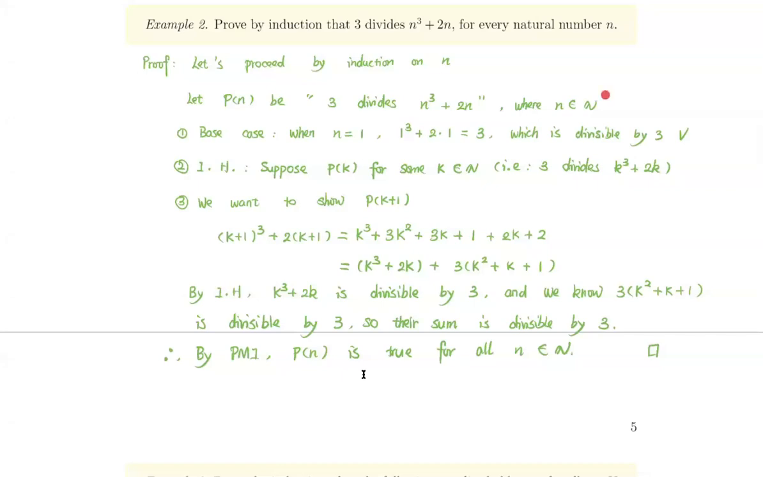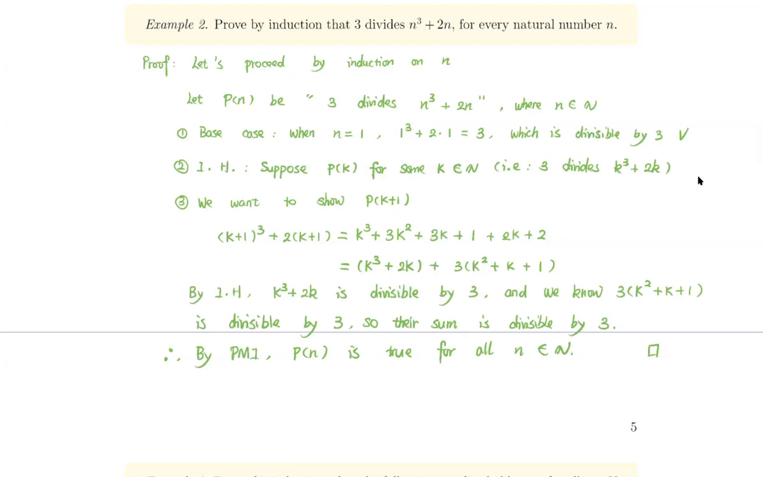N is a natural number, that's just defining N. And I wrote it outside of my PN. If you put it inside, that's okay as well. Here we didn't need to, but we could. You could do that as well. Okay, let me answer your questions.